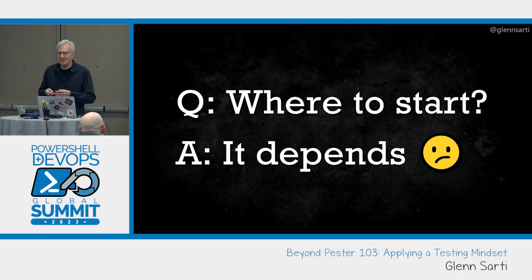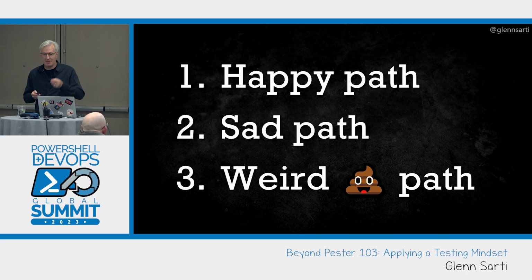So I break my tests down into 3 basic categories. First is the happy path. These tests ensure that your PowerShell works when everything is fine, no errors, no nothing. These tests are always first, because if your PowerShell doesn't work when everything is fine, you've got bigger problems.